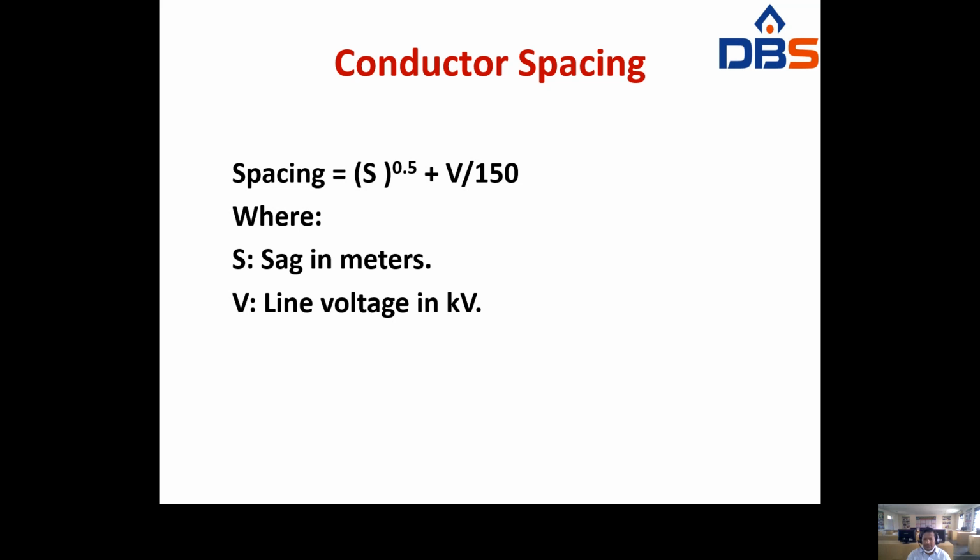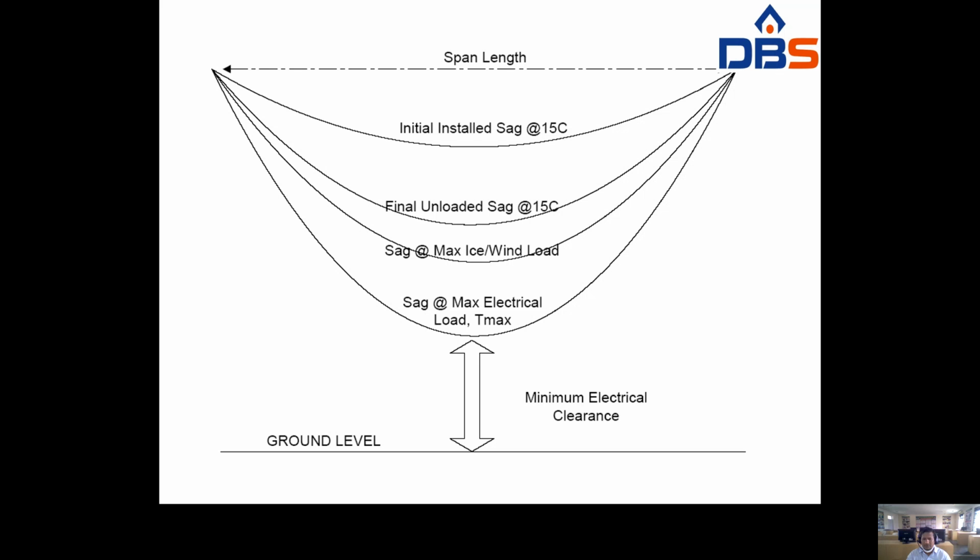To find the spacing between the conductors, we use an empirical formula: S power 0.5 plus V by 150, where S is the sag in meters and V is the line voltage. This is the ground level and this is the minimum clearance. So: sag at maximum electrical load, sag at maximum ice and wind load, final loading, installed loading, initial loading.